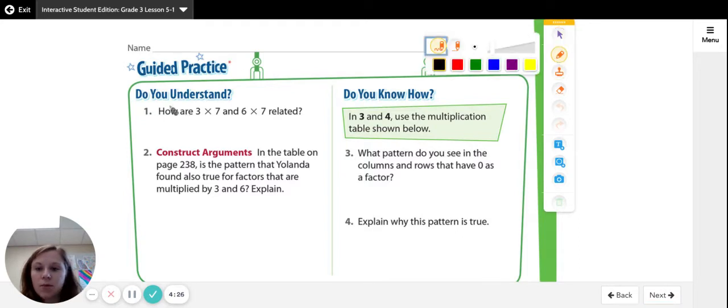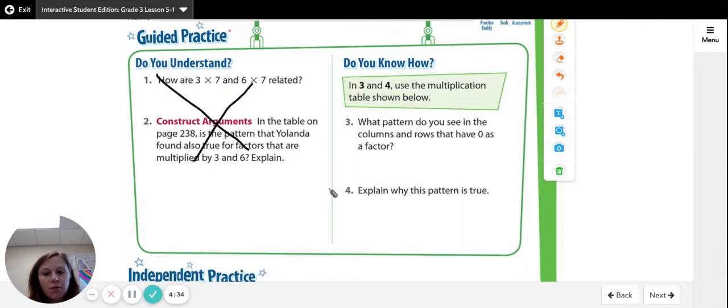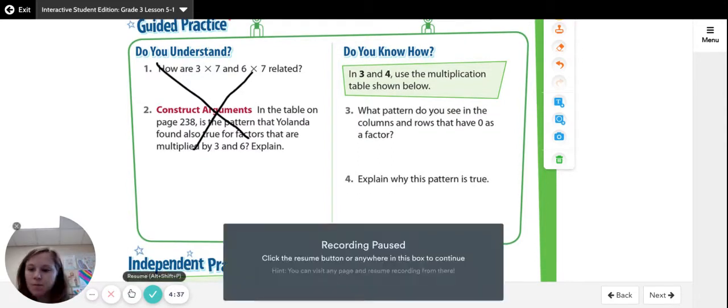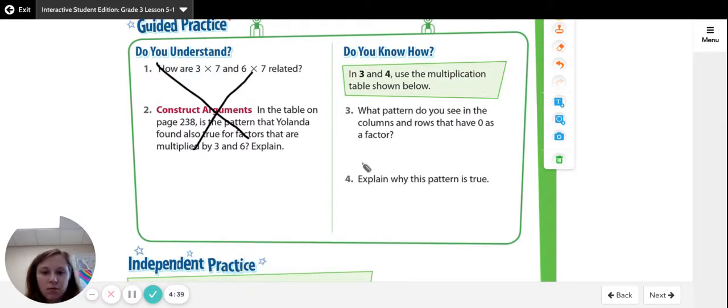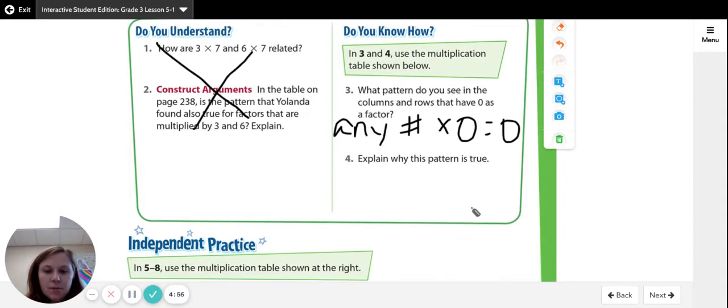We're going to skip numbers 1 and 2 on this page. Let's look at number 3. What pattern do you see in the columns and rows that have 0 as a factor? So we know anything times 0 is always 0. So we can say any number, this is the sign we can use for number, times 0 is 0. So those are all zeros because when we have one factor or one number that we're multiplying by 0, it's always 0. Explain why this pattern is true. We kind of already did it up there.